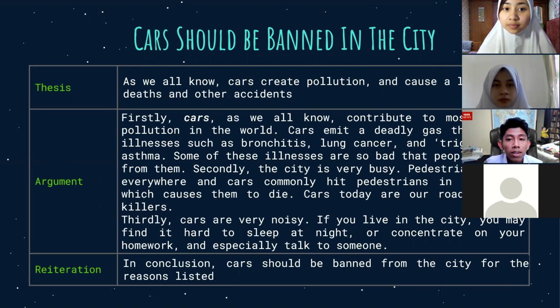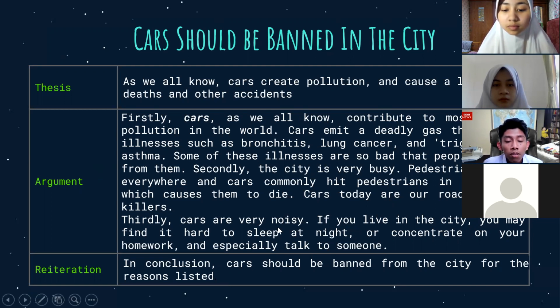Cars should be banned in the city. As we all know, cars create pollution and cause a lot of road deaths and other accidents. Firstly, cars, as we all know, contribute to most of the pollution in the world. Cars emit a deadly gas that causes illnesses such as bronchitis, lung cancer, and triggers of asthma. Some of these illnesses are so bad that people can die from them.